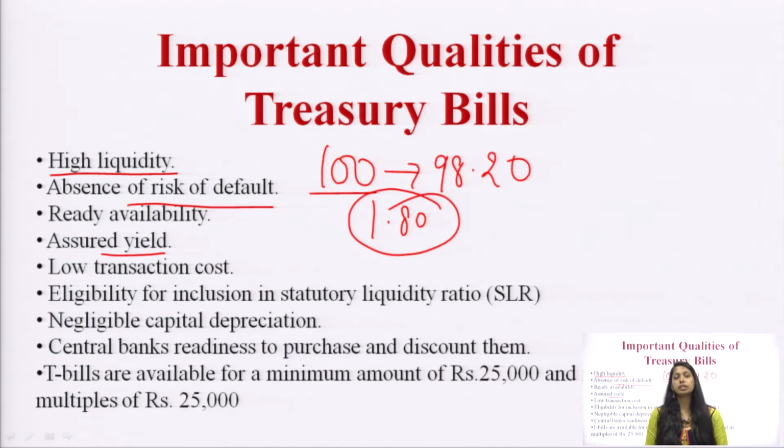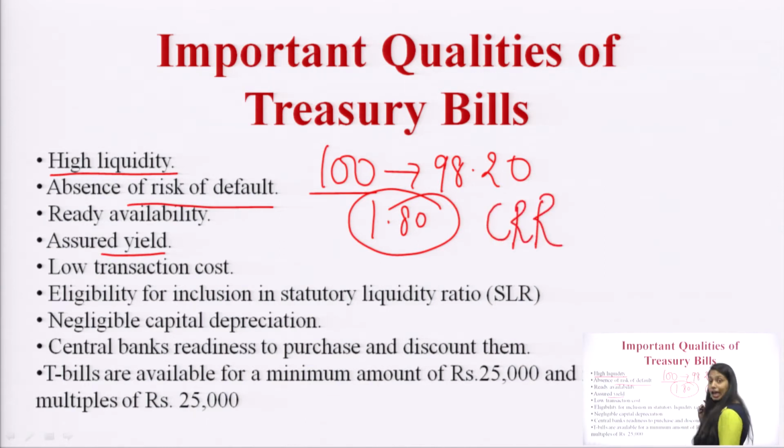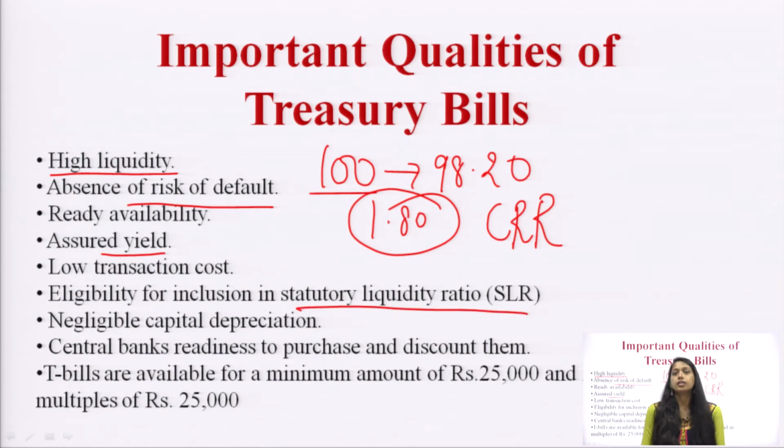Next is eligibility for inclusion in statutory liquidity ratio. So, there are different ratios that we have to maintain. First is CRR, which is the cash reserve ratio, and second is SLR, which is the statutory liquidity ratio. If there is any deficiency in your ratio, if banks do not have sufficient funds, what can they do? They can manage all those things from these treasury bills. They can take a T-bill and they can maintain their SLRs.